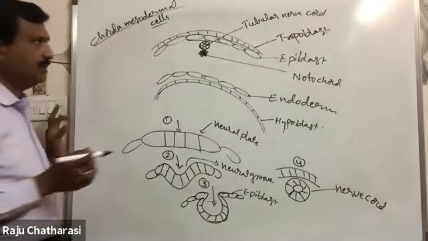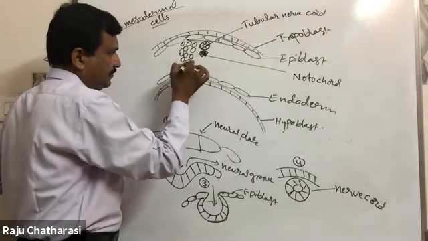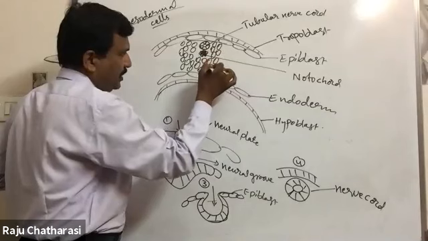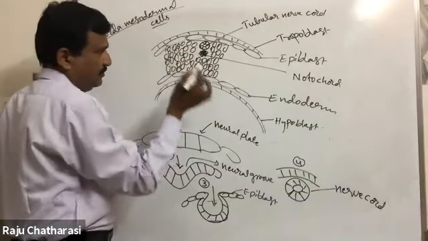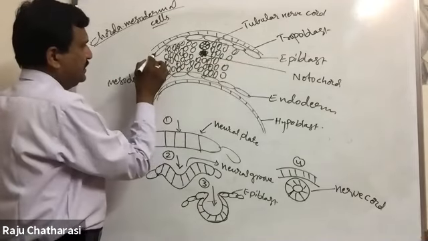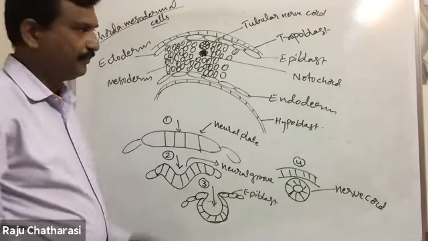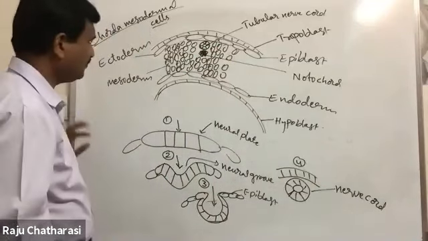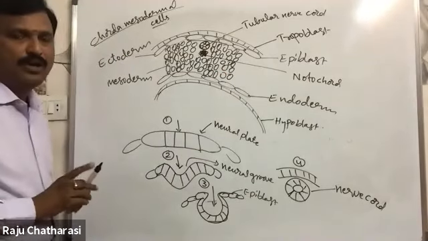Next, cells from this epiblast descend like this. Here these cells are called mesodermal cells. Finally, this layer, mesoderm, will form. Now, this epiblast is called ectoderm. Is it clear? Formation of nerve cord and formation of notochord, this process is called neurulation.